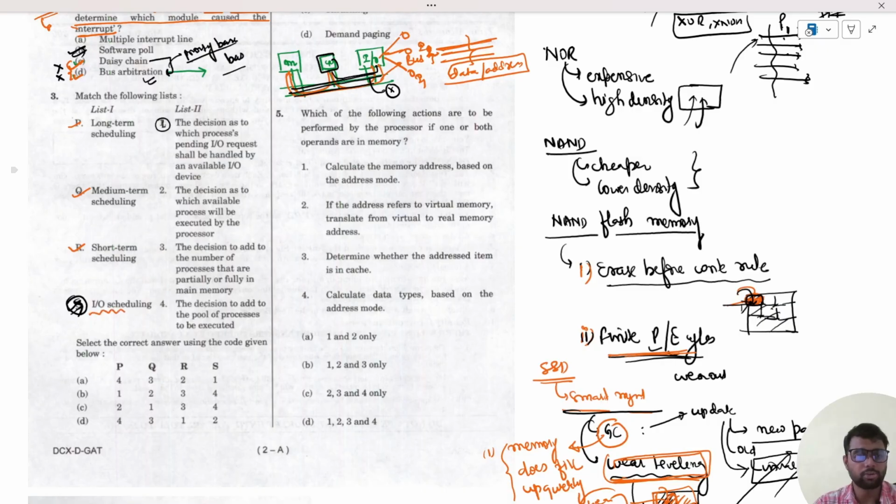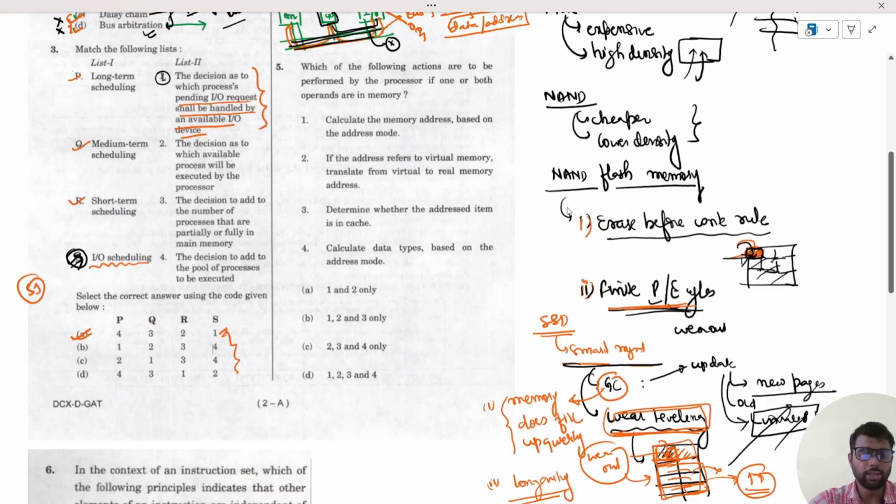you can see by logic that IO scheduling means the decision as to which process's pending IO request shall be handled by an available IO device. We have done this in the processor when we saw IO management. So for S we have 1, and from that only we can say option A is the correct option, where only one option has S equal to 1.